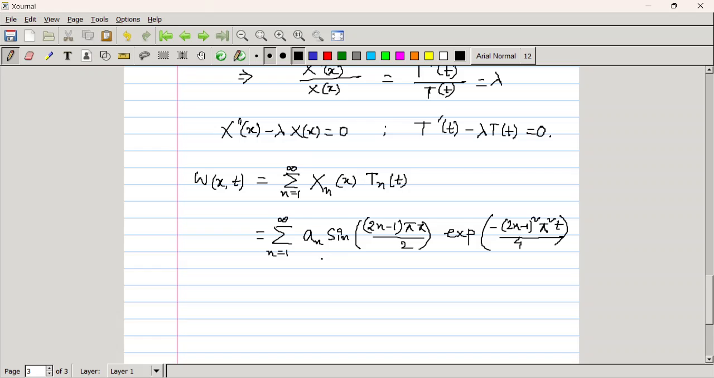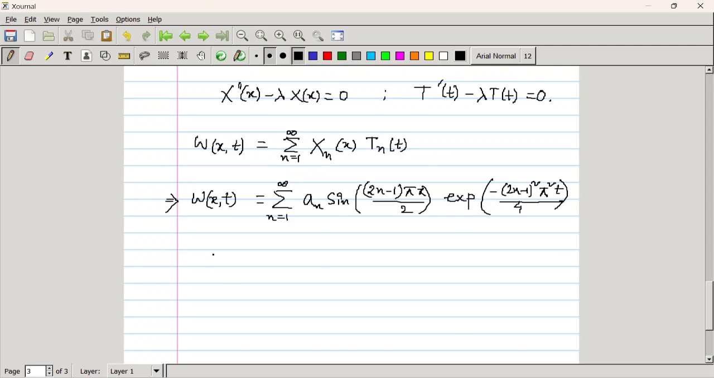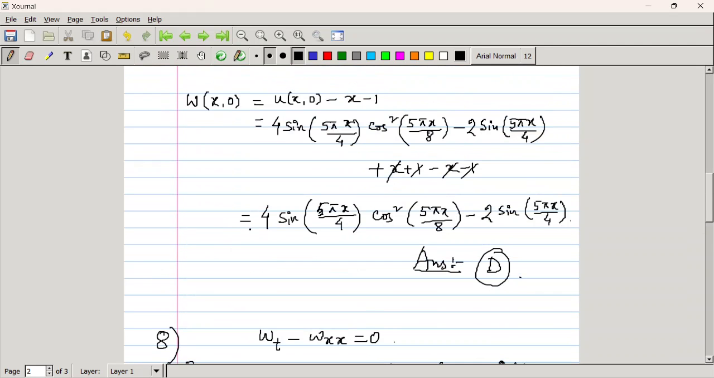I got this general solution for w. You can find this in the lecture videos. Okay, so this is w. Now my initial condition is w(x, 0) equals this. So I will put t equal to 0. W(x, 0) is 4 sine 5 pi x by 4 cos square 5 pi x by 8 minus 2 sine 5 pi x by 4.